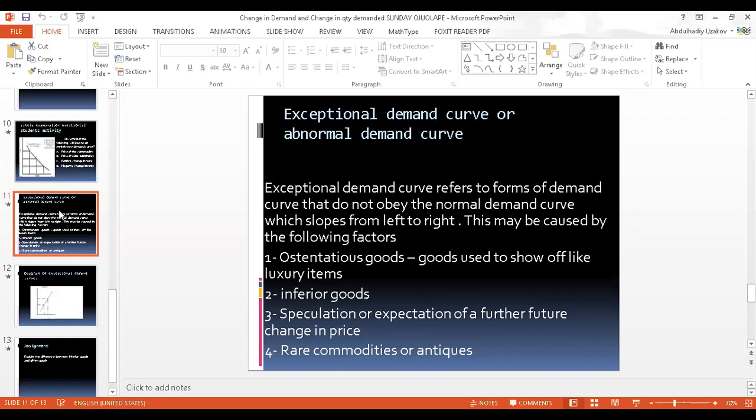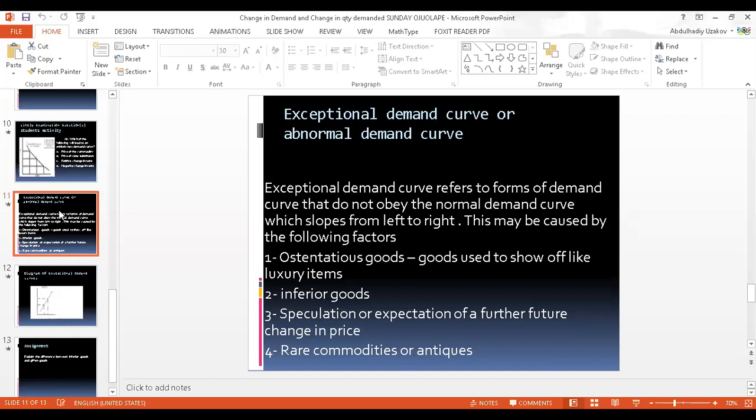Then we have speculation, which we referred to at the other time. We're looking at the factors affecting demand. Speculation is a great determinant of demand: speculation or expectation of a future change in price. A lot of people started buying land in some areas in Lagos because they knew that people were going to move to such areas. Because they expected that when people move to that area, the price of such landed property would increase.